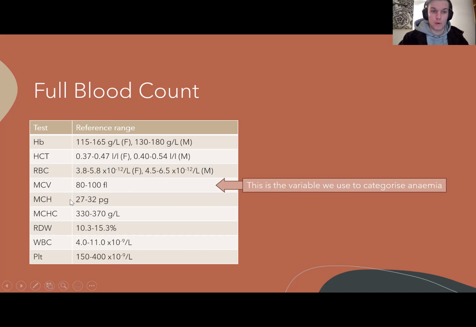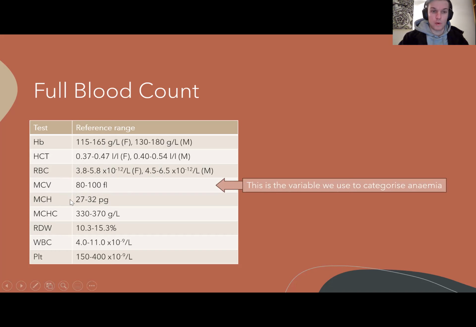So B12 and folate deficiency cause a megaloblastic anemia with big red blood cells, and all of these other causes cause a non-megaloblastic macrocytic anemia. We'll talk about what megaloblasts are and how you can recognize a megaloblastic anemia.